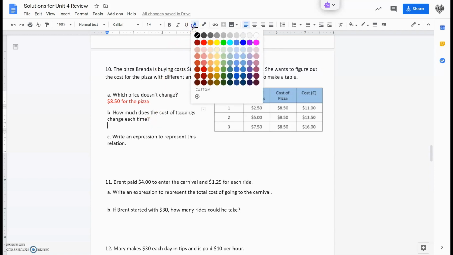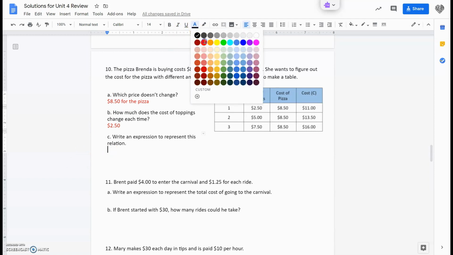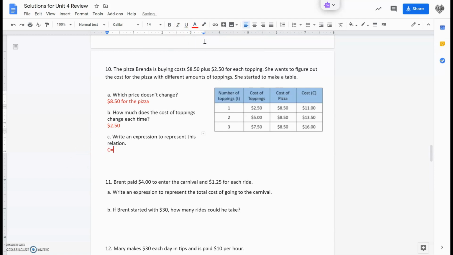How much does the cost of the toppings change each time? So every time we add a topping, the cost of the toppings increases by $2.50. And this $8.50, this value that doesn't change, is actually our zero value. So when we write our equation, we can say the cost of the pizza equals $2.50, that's what we're increasing by each time, times, let's say, the number of toppings, plus that constant value, which is $8.50.